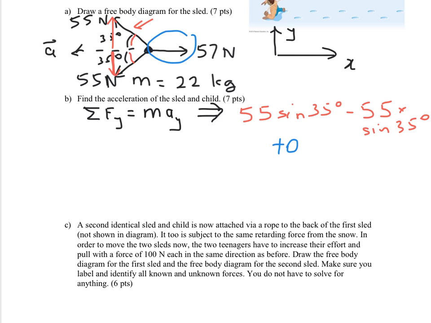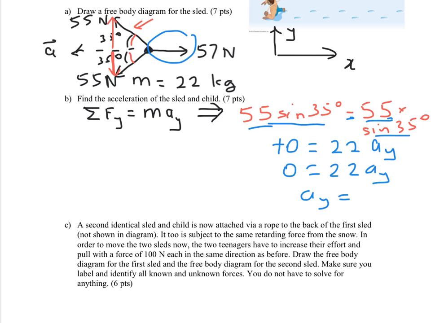Now, when you look at the third force, it has no y component, so you add 0. And what do the sum of y components equal? It's the mass times the y component of acceleration. Now, one is 55 sine 35, the other one is also 55 sine 35, but because of the minus sign, the sum of it is 0. Therefore, you have 0 equals 22 a sub y, and clearly a sub y is equal to 0, much like what we surmised at the beginning.